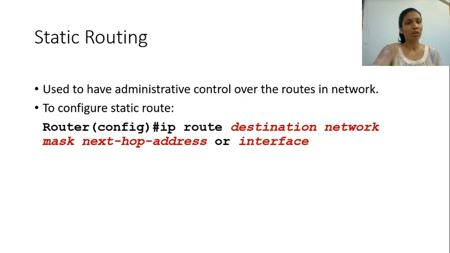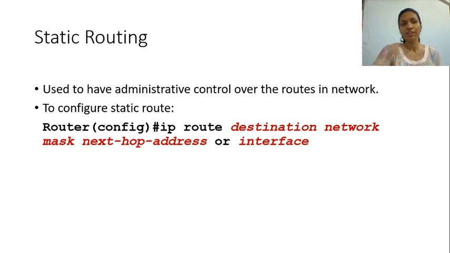If one of the routes fails, then it is the responsibility of the network administrator to update the routing table accordingly. If that is not done, there can be several issues in the network, like there can be loss of packets destined to a particular network because the routing table is not updated.